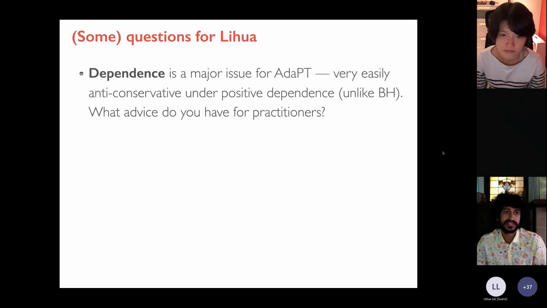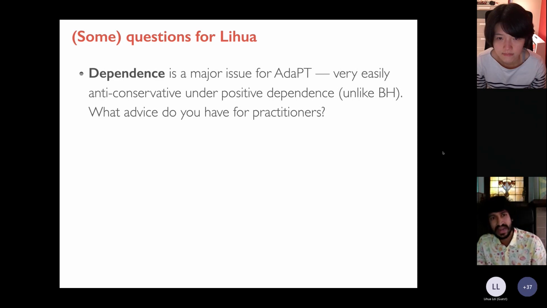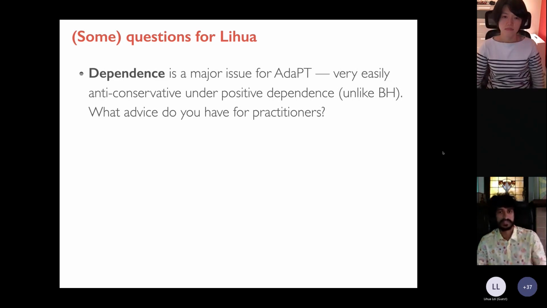Here are a couple of questions for Lihua. I think dependence is a major issue for ADAPT. I think, unfortunately, it's very easily anti-conservative under positive dependence, unlike Benjamini-Hochberg. And I was wondering what advice you have for practitioners on this front.